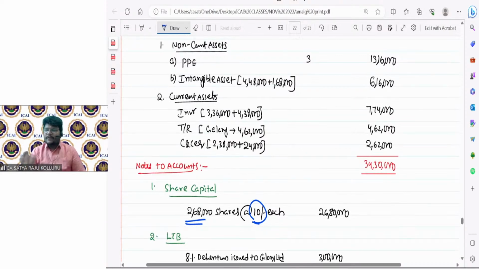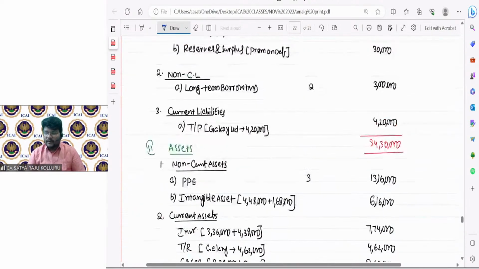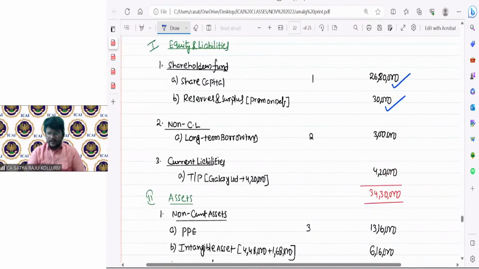Then next, PC is equal to NAV. That's why there is no chance of any goodwill or capital reserve occurring. That's why the capital reserve part will be nil. But debentures are issued at a premium. That's why securities premium will come into the picture for 30,000. The same they put. I already explained, if you remember.